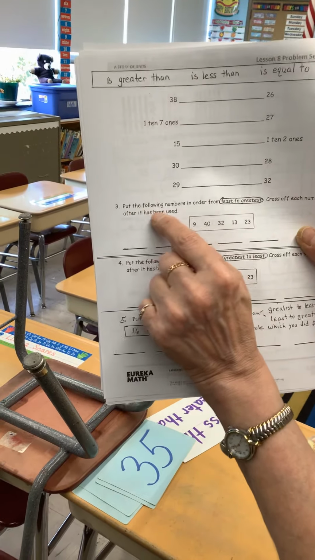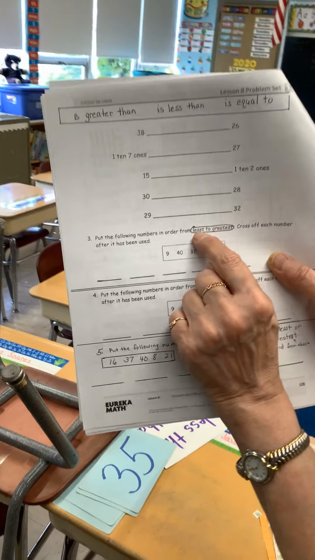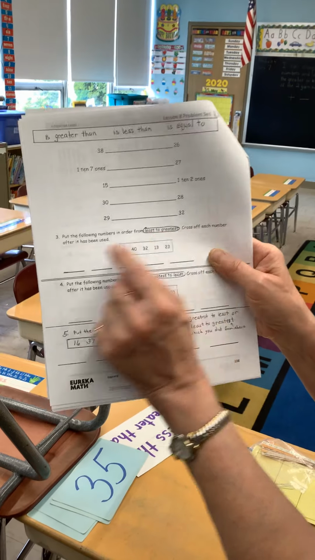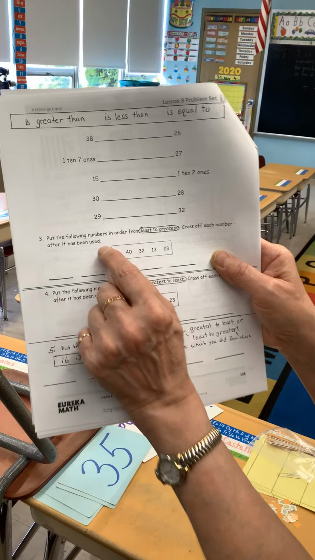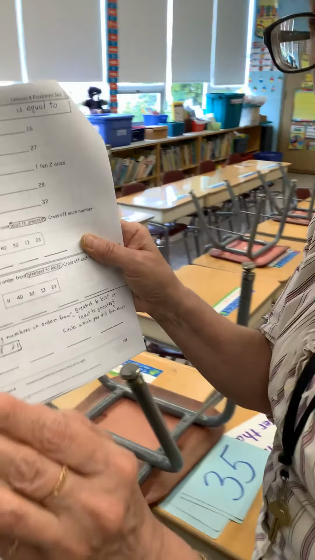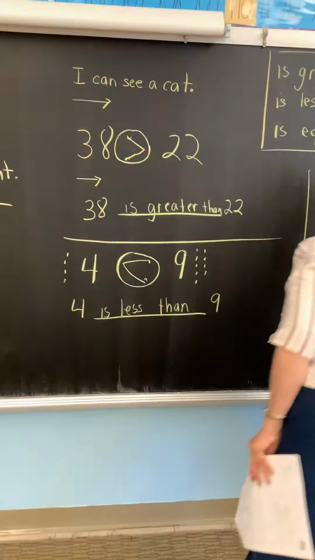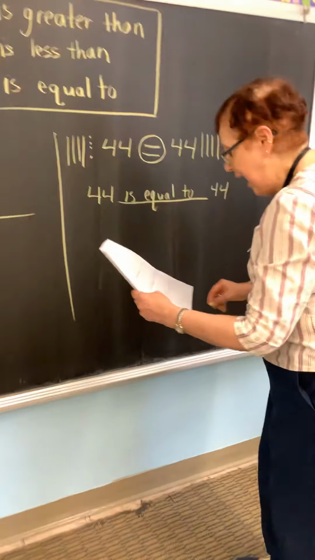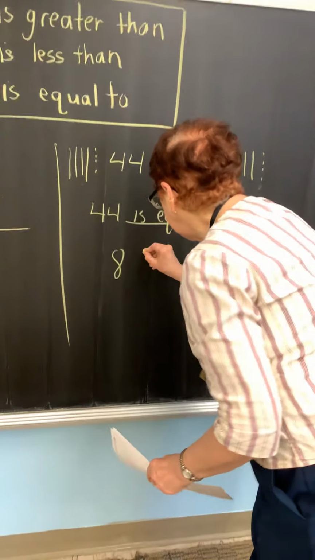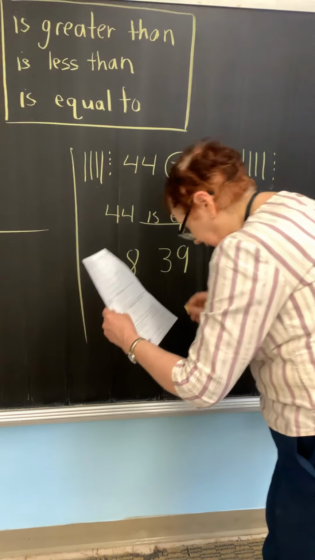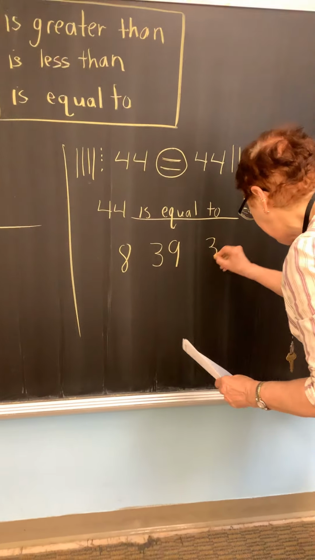It says, put the following numbers in order from least to greatest. Cross off each number after it has been used. So I'm going to ask Mrs. Sousa to come back to the board a minute because that's something that I should have showed you. Okay, so let me get my chalk. Let's go over here. So look, if you had 4 numbers, actually they're giving you 5 numbers.